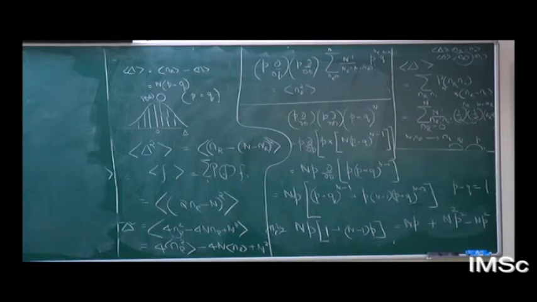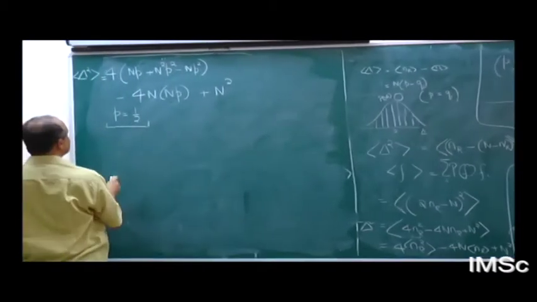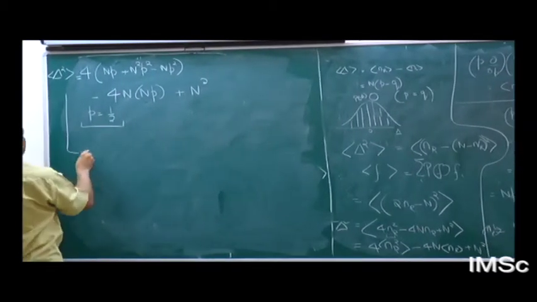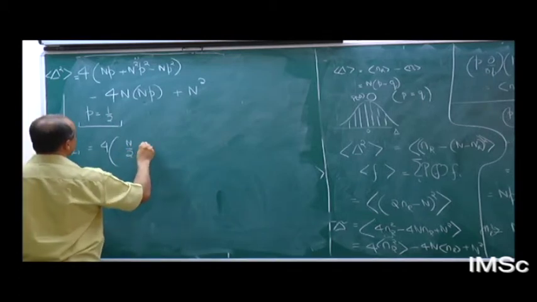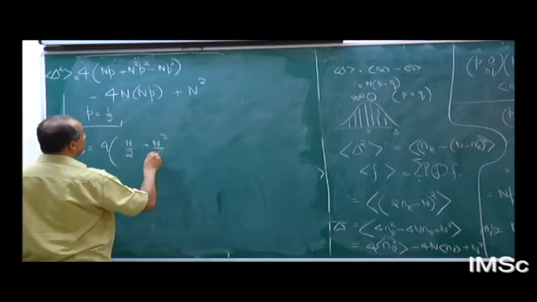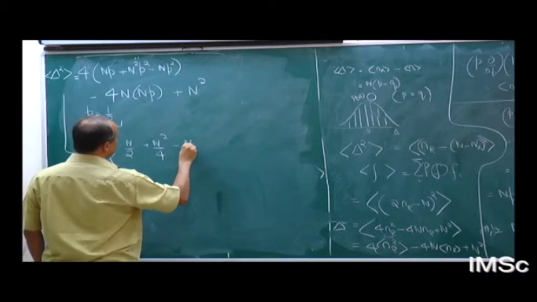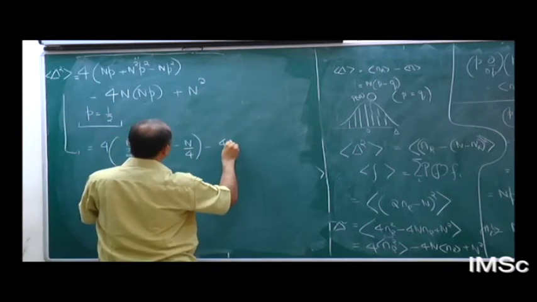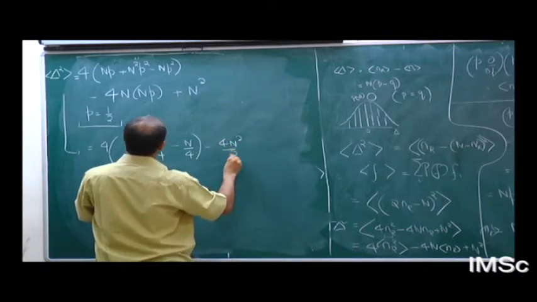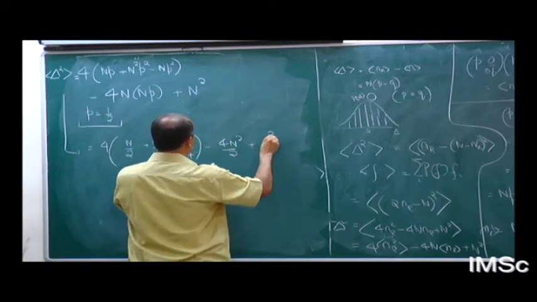Okay, so now let me set p equal to 1/2, and let us look for simplifications in this answer. So this quantity then becomes 4 times (n divided by 2 plus n squared divided by 4 minus n divided by 4). This term here becomes minus 4 n squared divided by 2. Then I get a term which is plus n squared.